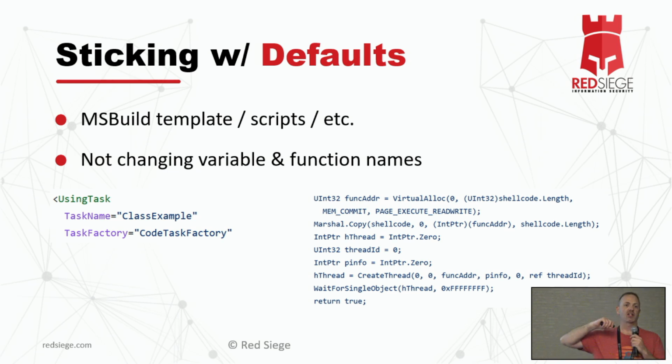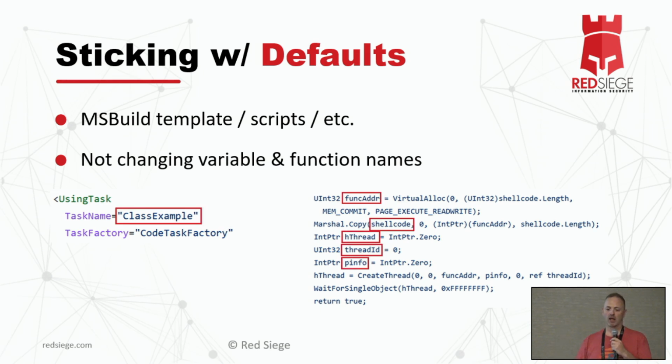Those are things like not changing variable names, not changing function names, not changing task names. So like in here, you can see it's using the task name class example. That's from the 3G student template. It's probably a bad task name to use for your test. Like, just come up with some name that's not that. There are a few other things here, right? Like funcadder. We're copying our shellcode called shellcode.